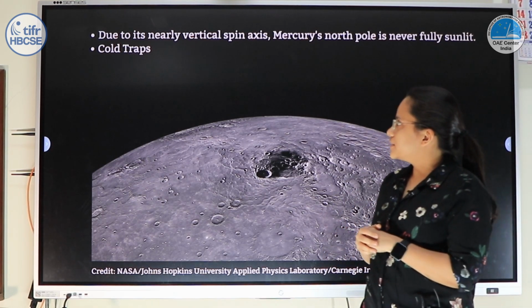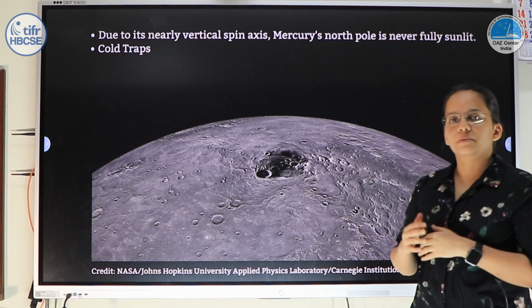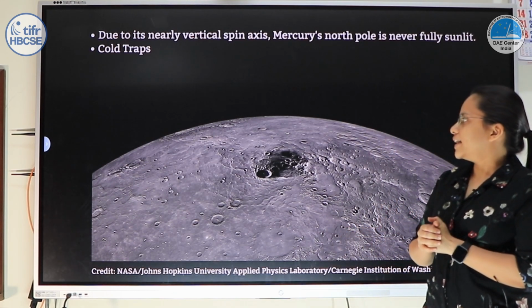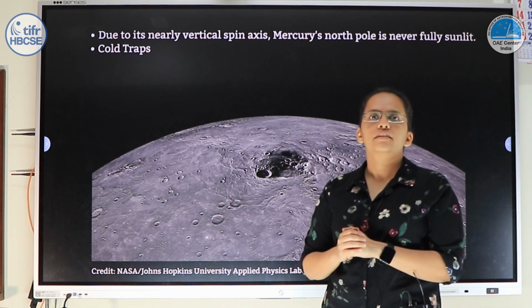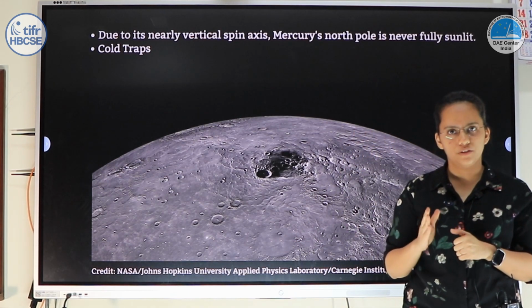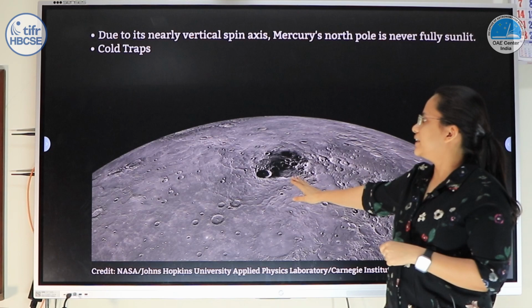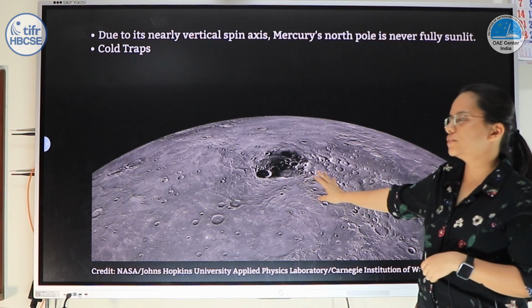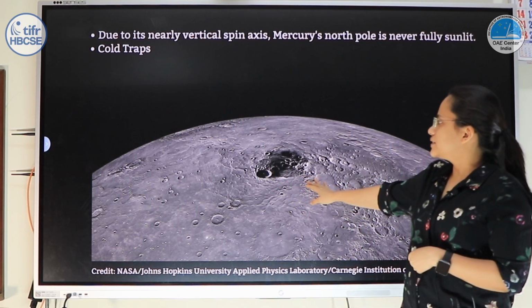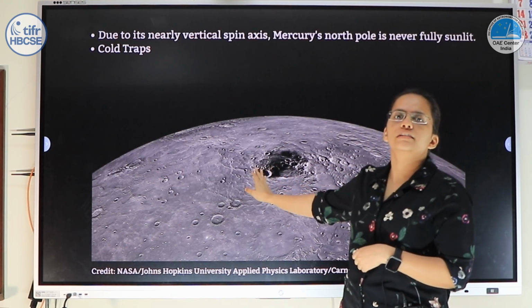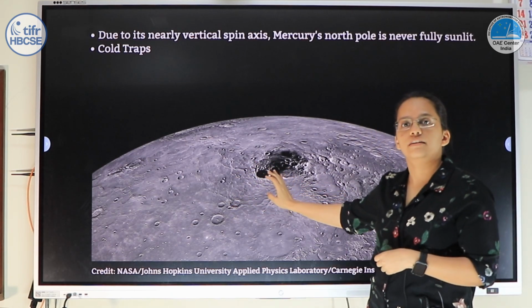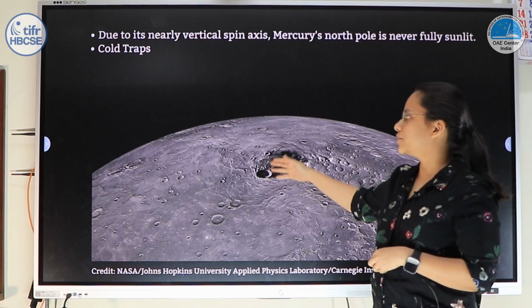In spite of being closest and extreme temperatures, there is also an interesting feature which I told you, that the axial tilt is almost 0, because of which it is vertical. So the sunlight that reaches the poles is very less, and there is a crater like thing at the pole. So this is a picture of the north pole of Mercury. So inside this crater the temperature is as low as minus 170 degrees Celsius. It never gets hotter than that.